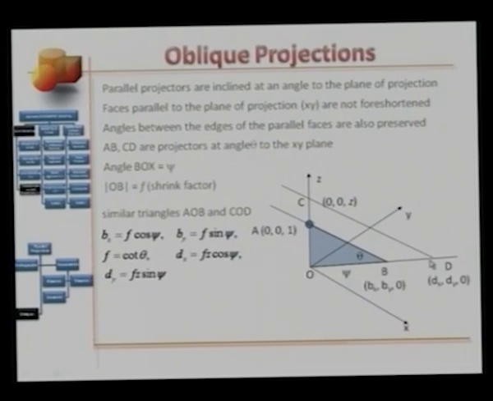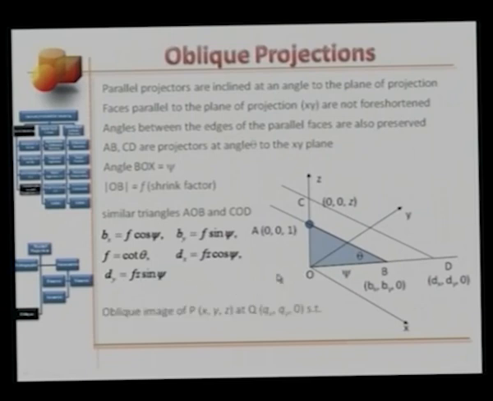Dx is the projection of OD on the x-axis, and the distance OD can be determined using the similar triangle property. Dx, therefore, is F z cosine of psi. Clearly, distance OD is F times z. Likewise, dy is F times z times sine of psi.